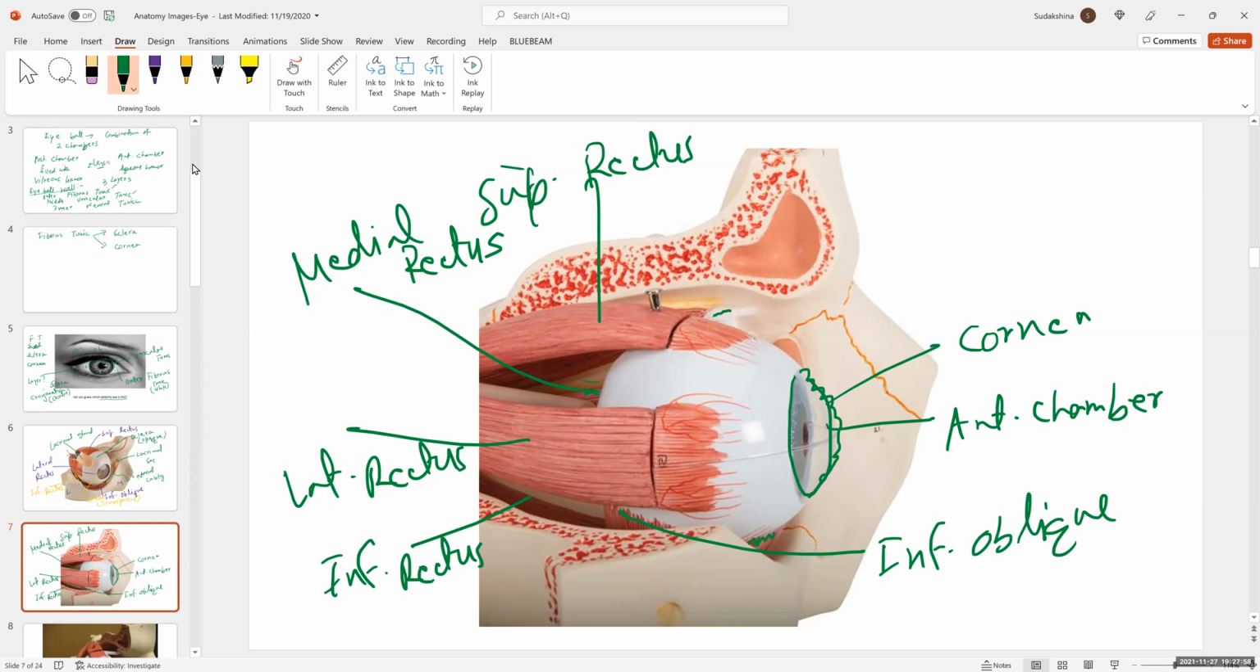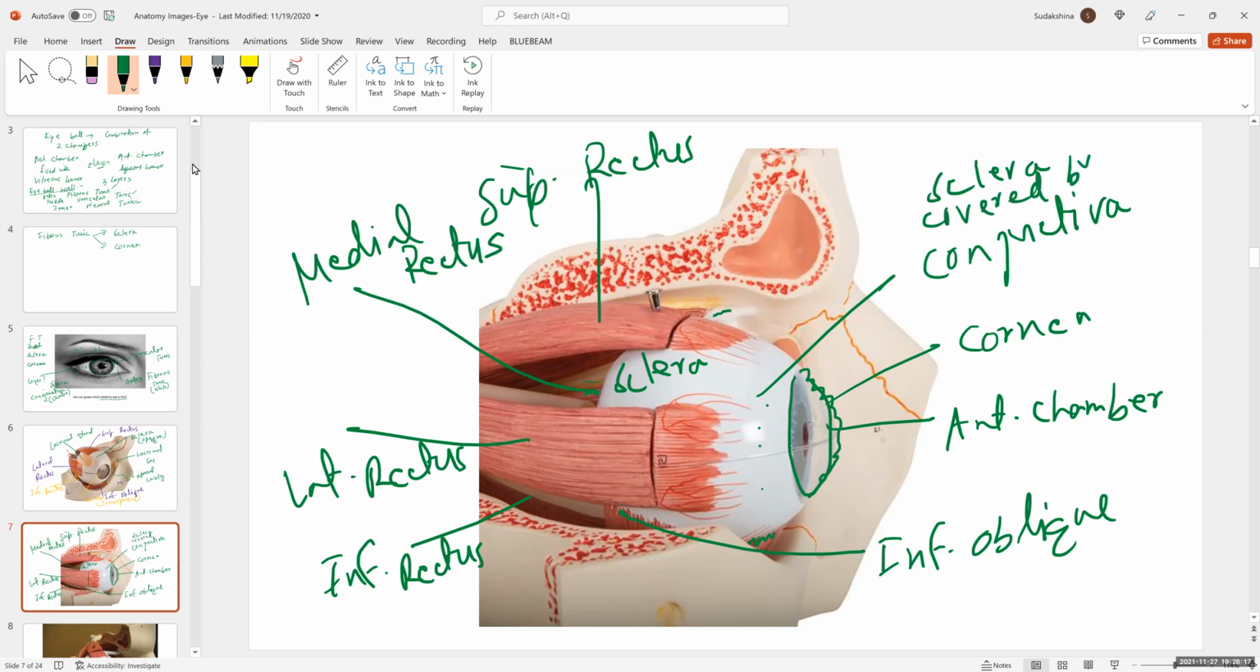Why is that? Because this is conjunctiva. Sclera covered with conjunctiva, while in the back, it's just sclera. Anteriorly, sclera covered by conjunctiva. To be more specific, ocular conjunctiva. There are two types of conjunctiva, palpebral and ocular. And then in the back, it's just sclera.